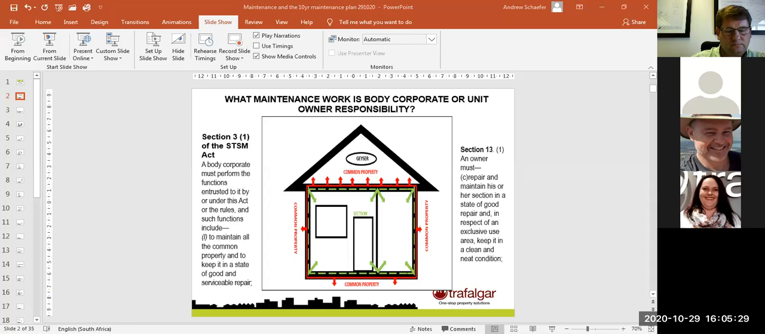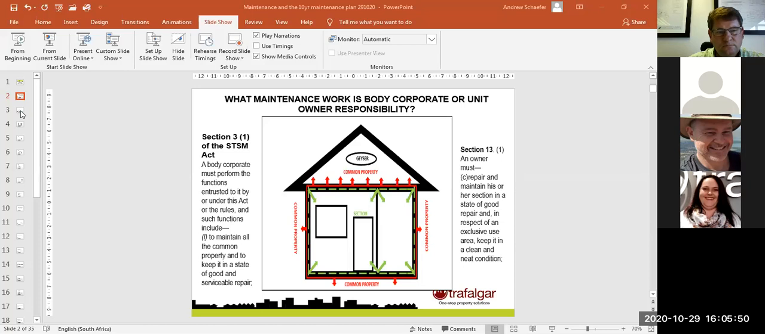Any maintenance in this area, of course, is the responsibility of the owner of that section, whereas the red indicates the common property, which is the responsibility of the body corporate. One main exception to note here is the geyser or any water heating device, regardless of where it's situated. That remains the responsibility of the owner of the section.